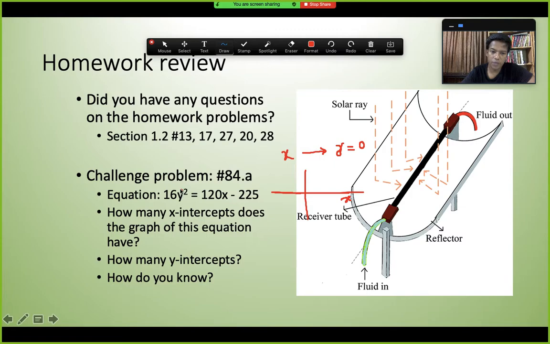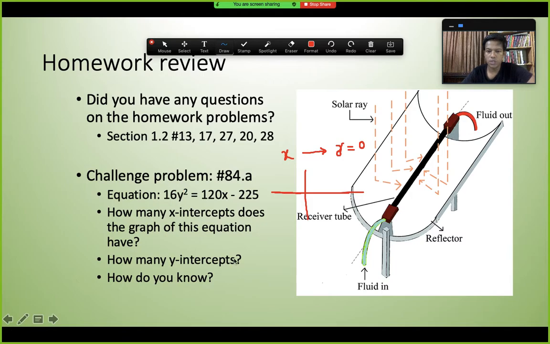So you see, if we put y equal to 0 here, everything in the left side will become 0. And then basically, x equals something will come. Some answer will come, and there will be only one answer. We can understand it from here. There will be only one value, and that will be 225 divided by 120. That will be this value. Okay, and then the next question is, how many y-intercepts will we have?